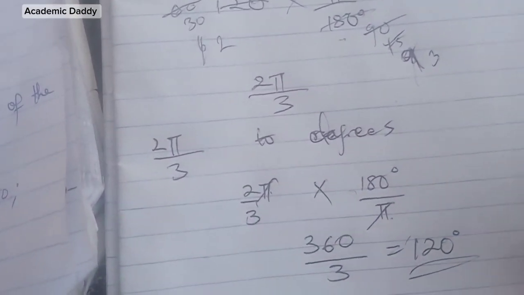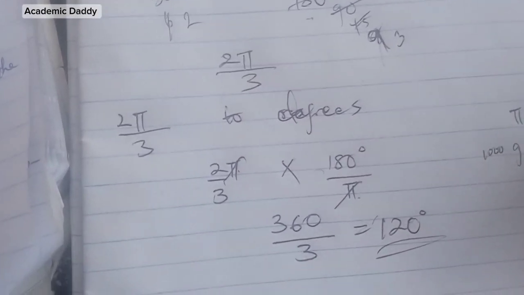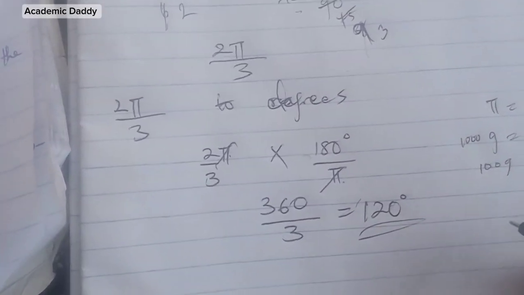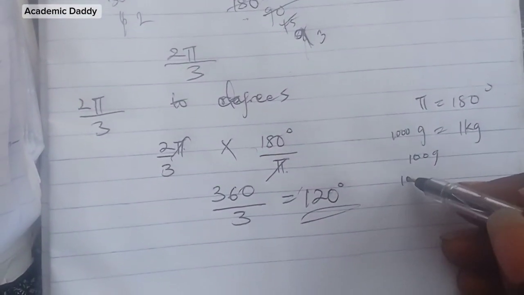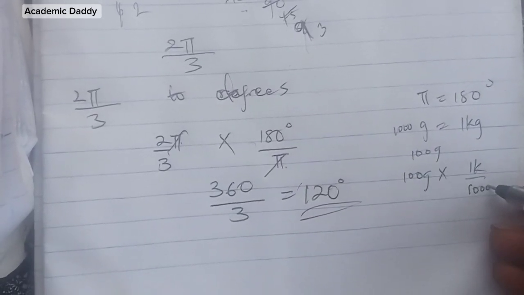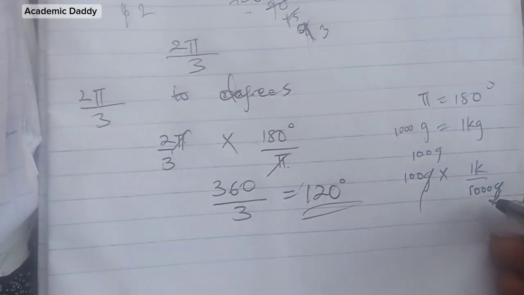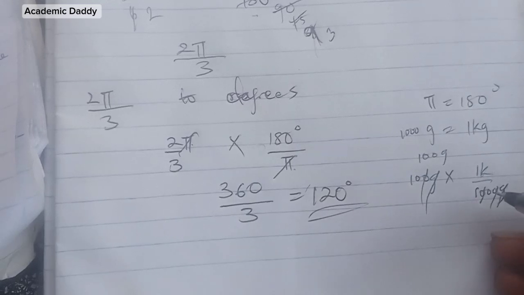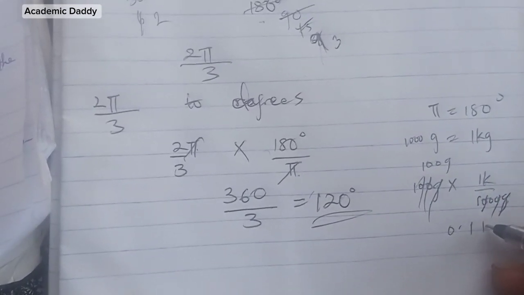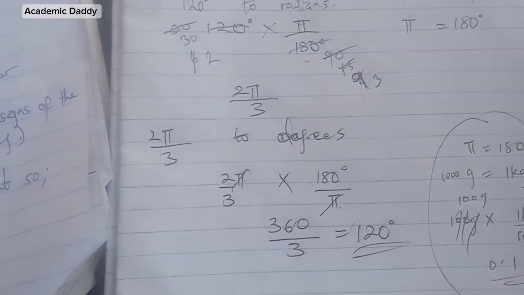So the simple cheat is the same way you normally do it. 1000 gram equals 1 kg, which means that if you are given something like 100 gram and you need to convert to kg, you say 100 gram times 1 kg over 1000 gram. And I'm putting gram down here so that gram can cancel gram. 1 divided by 10 gives 0.1 kg. That same approach is what you use when you want to convert.